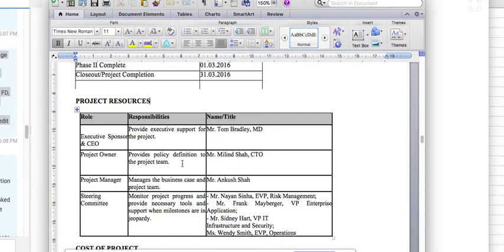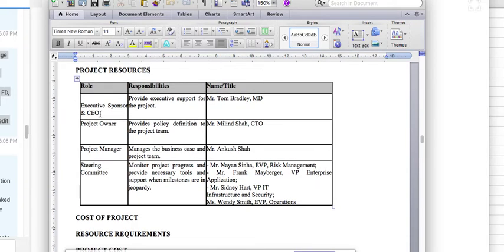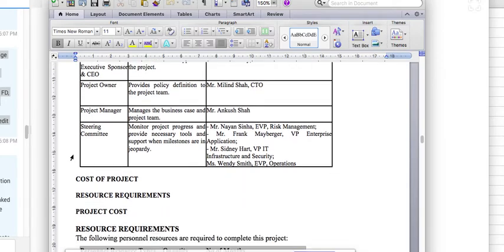Now here, resources are mentioned, or the stakeholder names, who are the people, what are their responsibilities in the project, and their name and title. Okay, so you're capturing the details. So if you have any queries or anyone who is reading the information, they can review this.